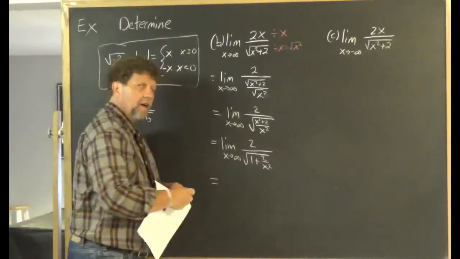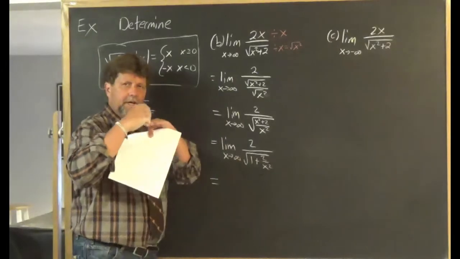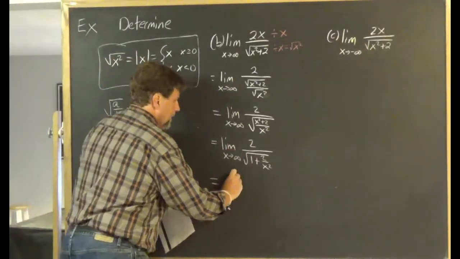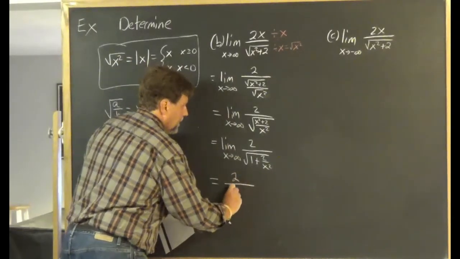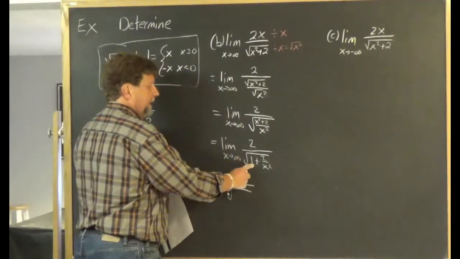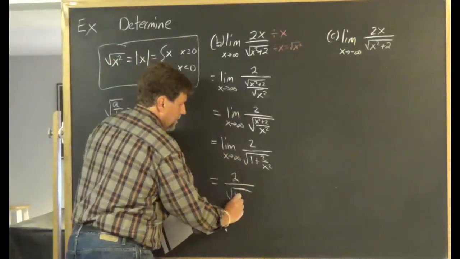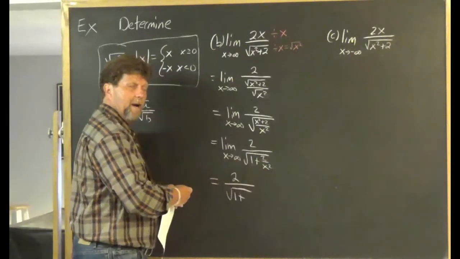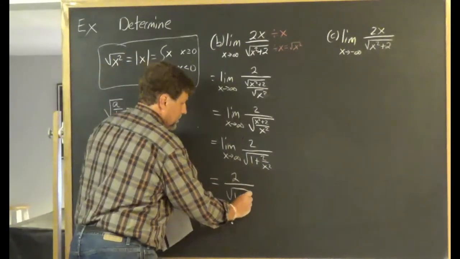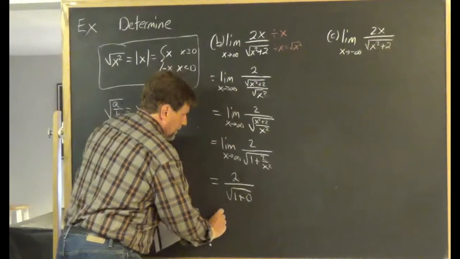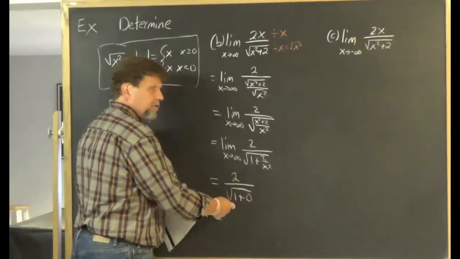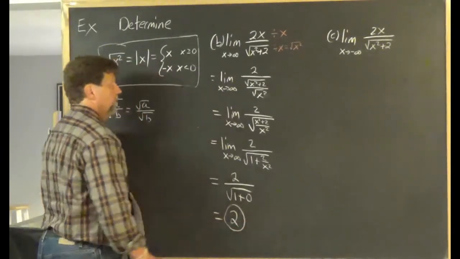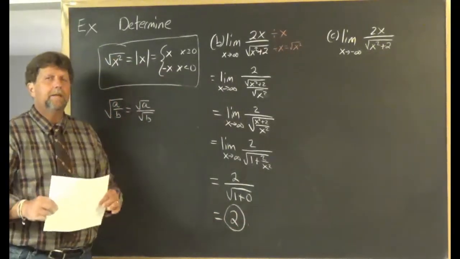Now as x heads off to infinity, I'm going to do this one at a time. The limit as x goes to infinity of 2 is 2. The limit as x goes to infinity of 1 is 1. The limit as x goes to infinity of 2 over x squared is 0. 1 plus 0 is 1. Square root of 1 is 1. 2 divided by 1 is 2. So part B, the limit is 2.